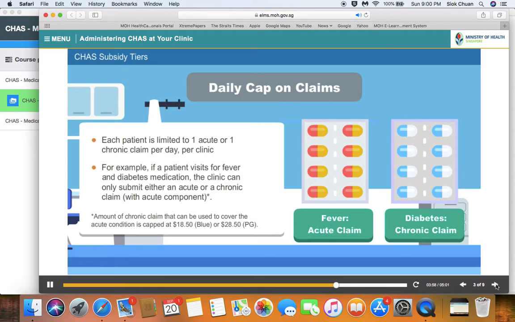For visits where a patient is seen for both an acute condition and a chronic condition, and for example the chronic claim is $50, within this chronic claim there can be acute components, but the value of the acute component must not be more than $18.50 for CHAS Blue patients and $28.50 for Pioneer patients, since this is the typical amount of subsidy for an acute visit.